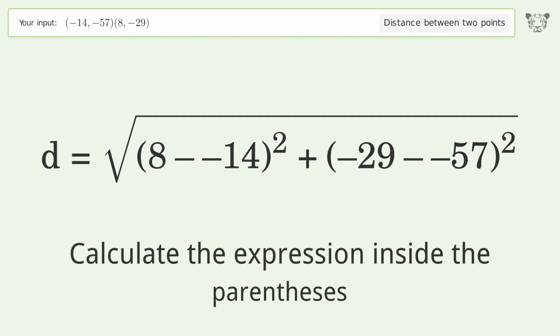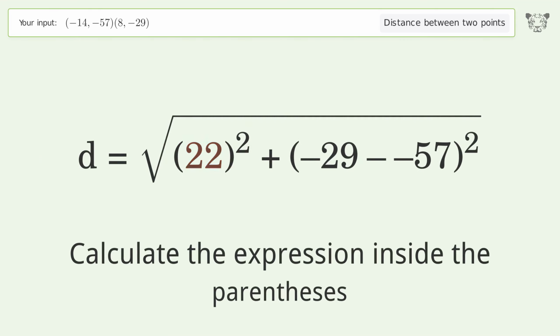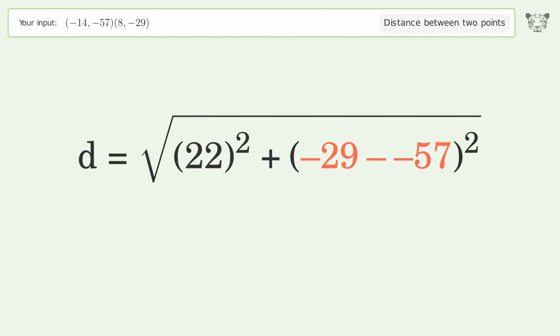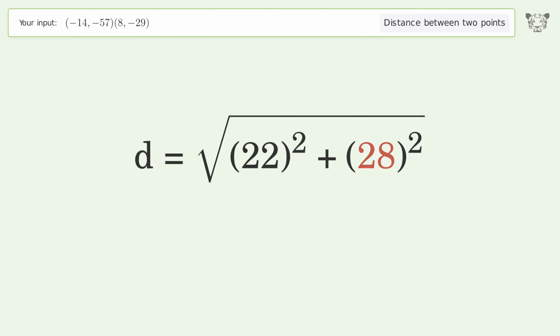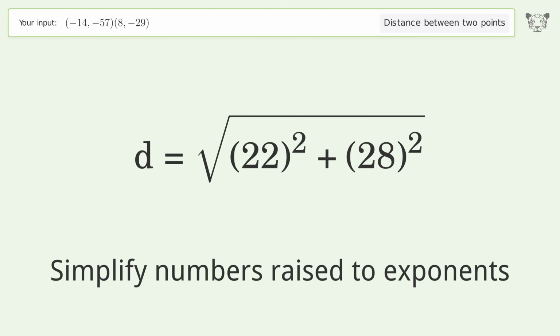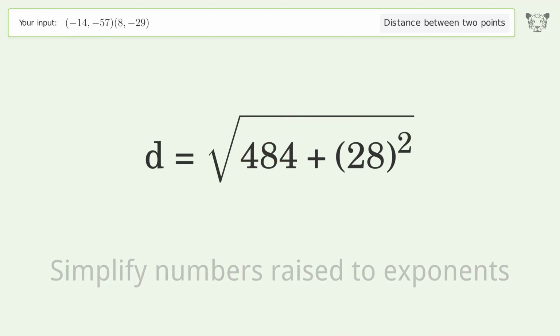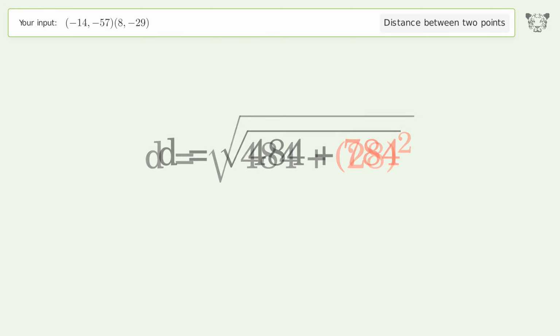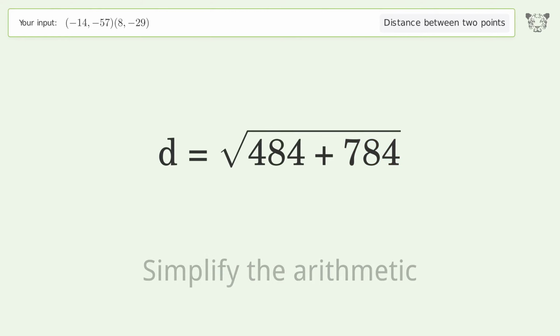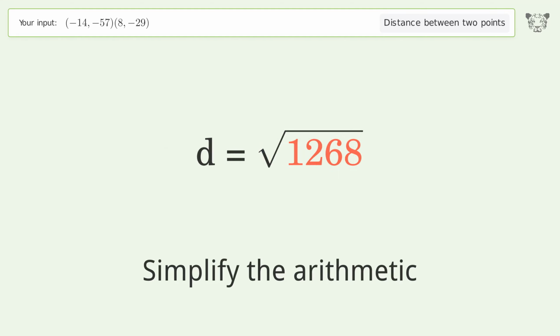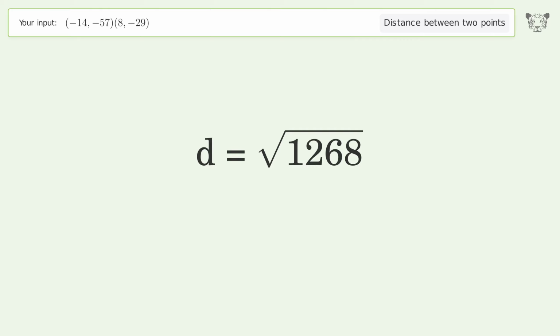Calculate the expression inside the parentheses. Simplify numbers raised to exponents. Simplify the arithmetic. And so the distance between the 2 points is the square root of 1268, or 35.609.